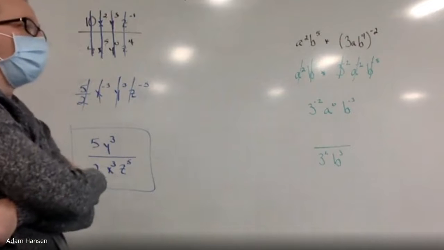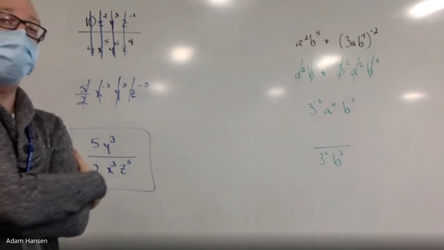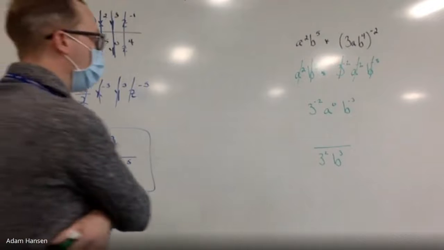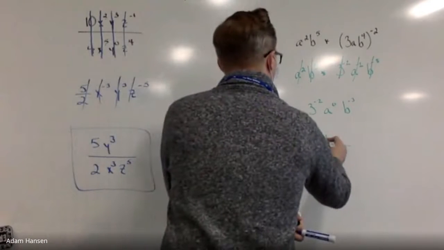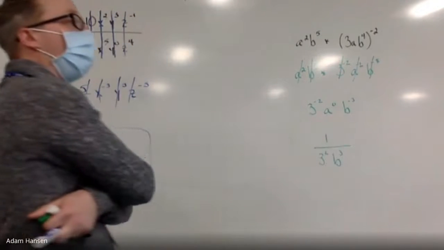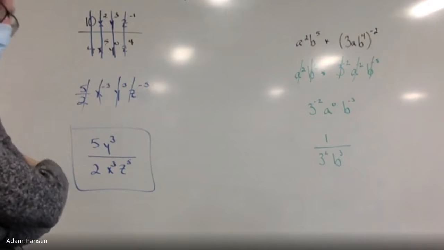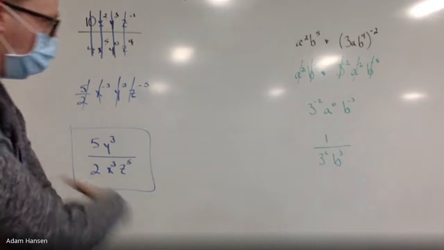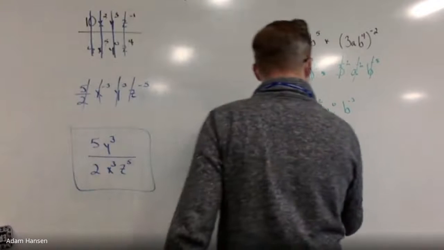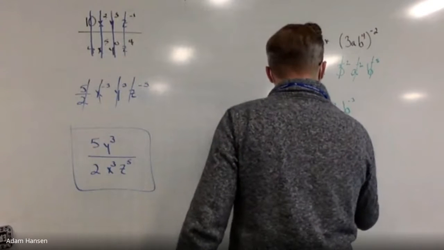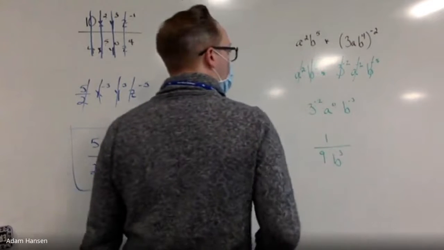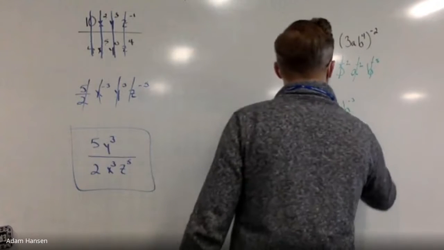Be very careful. What is a to the 0th really equal to? Anything to the 0th power is always 1. What about 0 to 0? What is 3 squared though? I feel like I can simplify that. 9. Let's just call it 9. I can take 3 to the second and just make it a 9. 1 over 9 b cubed.